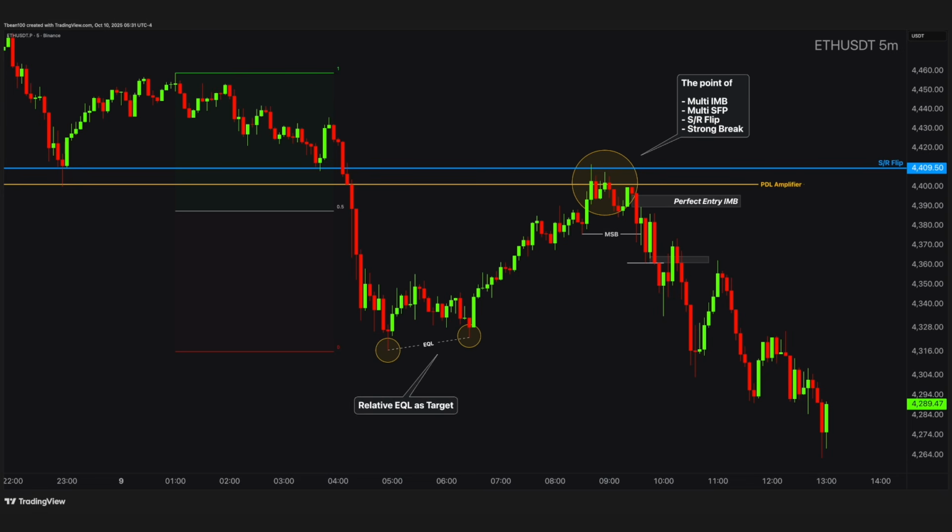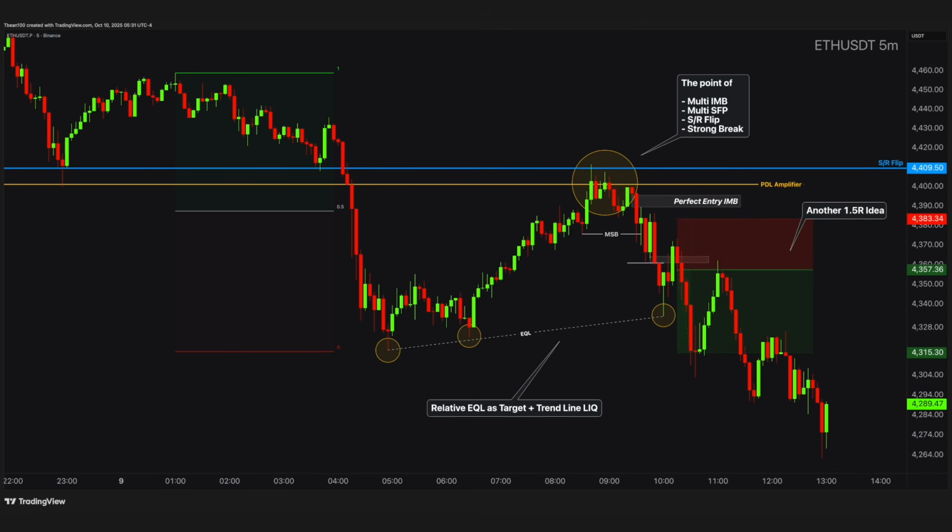Also notice how those relative equal lows have now turned into a clean trendline liquidity area. That's another setup worth paying attention to. So at the end, this was another 1.5-hour trade. Now, these trades didn't bring huge profits like 2+ hour setups, but they were still good enough to be tradable and make some cash.